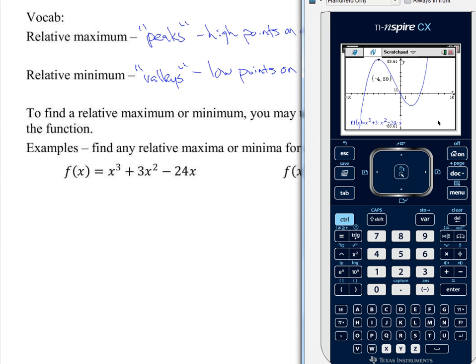And then for the relative minimum, same thing. Menu, analyze, but this time minimum value. Left side of that minimum, right side of that minimum. There's my ordered pair, 2 comma negative 28. So the answer that I write down here is going to be relative maximum, and I'm abbreviating, rel max, that's fine, at the ordered pair, negative 4 comma 80. And then I'm going to say relative minimum. And if I had more than one, I'd write down all of those there. But I only have one here. It is 2 comma negative 28.